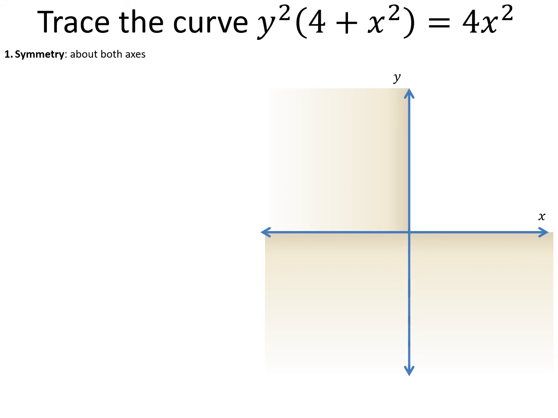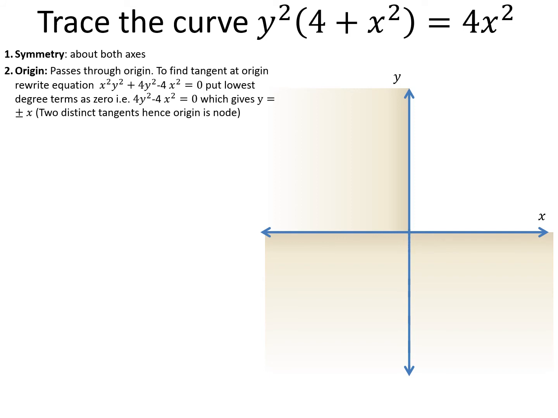Okay. So now come to rule 2, whether your equation is passing through the origin or not. To check this, we will put x equal to 0 and y equal to 0 in the equation. So the equation is satisfied by 0, 0. That means your curve is passing through the origin. So if the curve is passing through the origin, we will find the tangent at the origin. To find the tangent at the origin, we have to rewrite our equation by separating the degree terms.